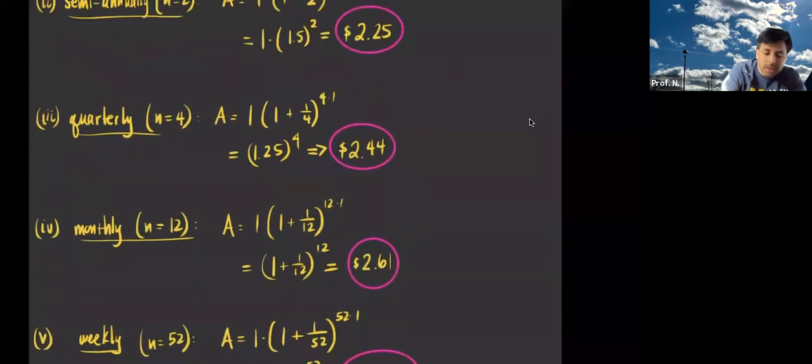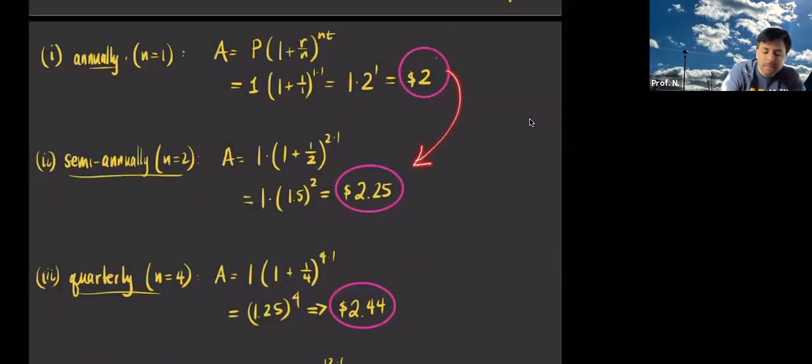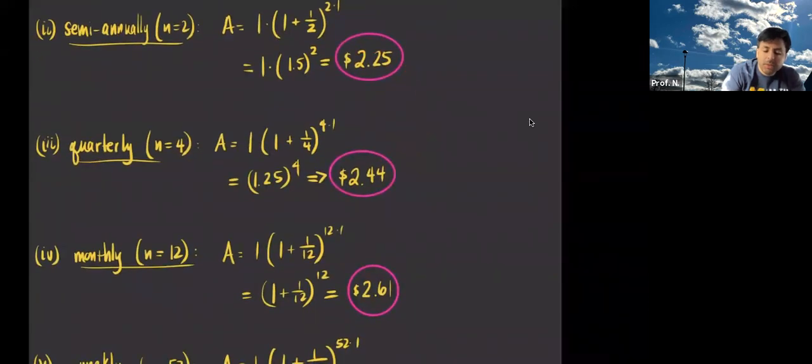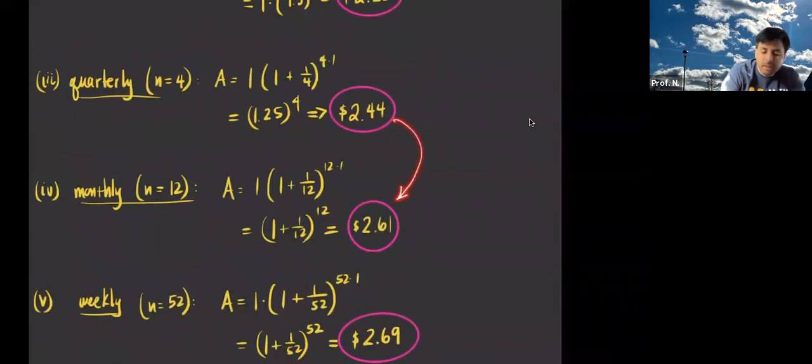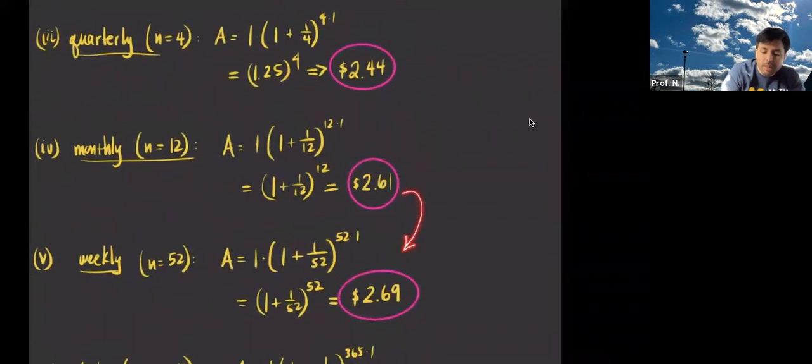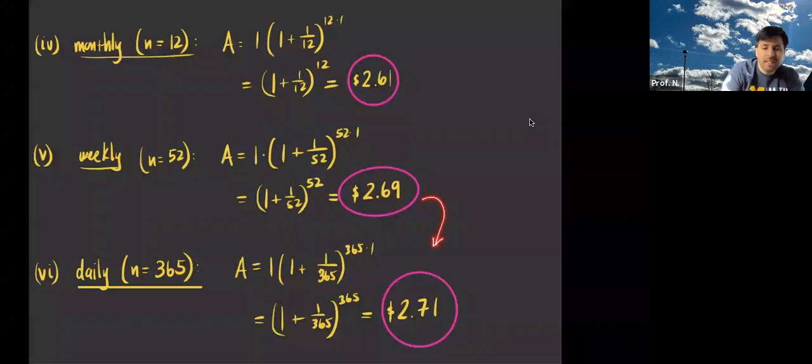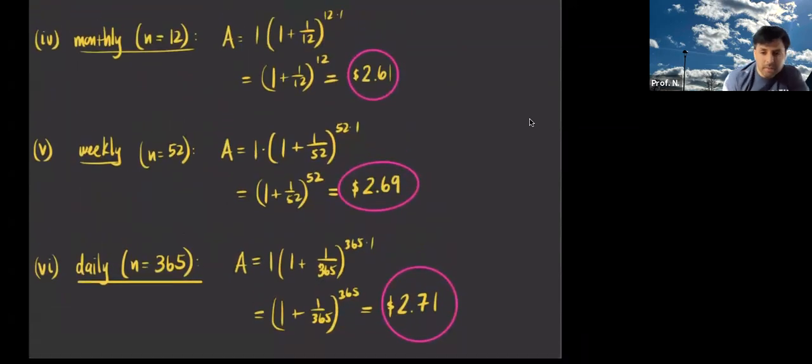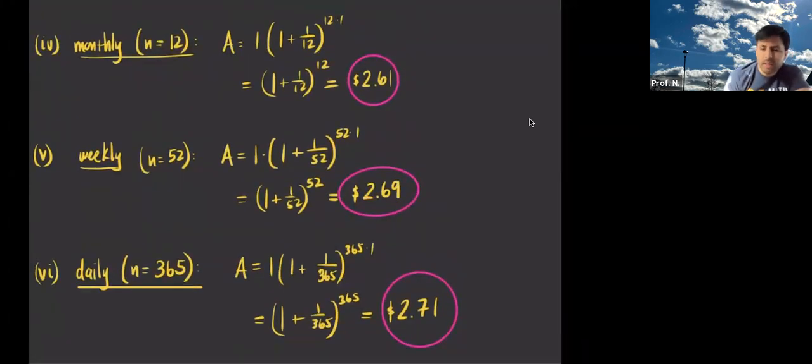So you see the increase, right? This was a 25 cent increase, but then this was what? This was 19 cents, right? And then this becomes what? Is that 17? 17, and then this becomes what? 8 cents, and this becomes what? 2 cents more? And think about it. This is done 52 times a year, and then I just ballooned this to 365 times a year, and the best I could do was 2 more cents. So then the question is, can I do better? What do you think is better than doing it every day?